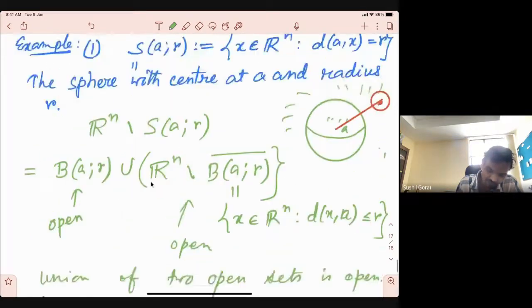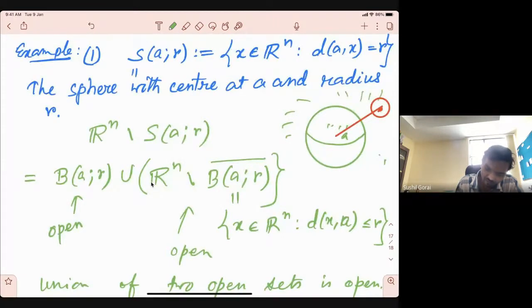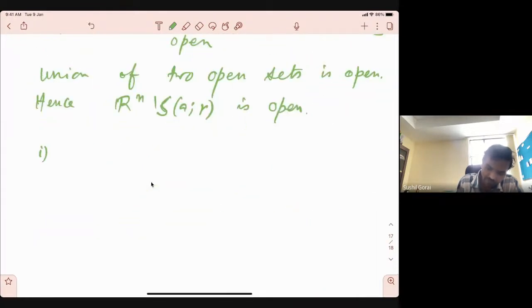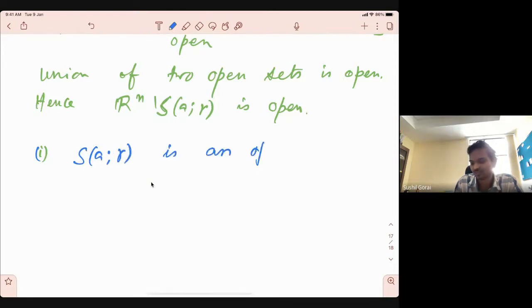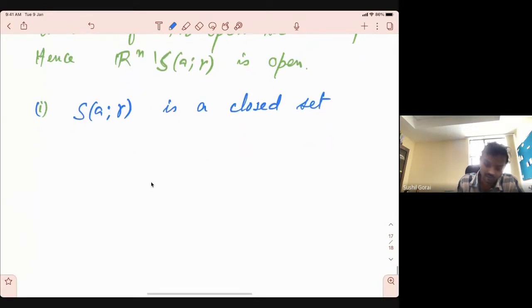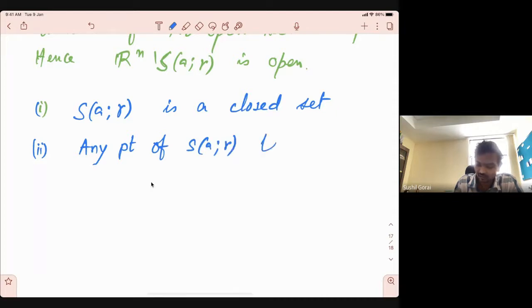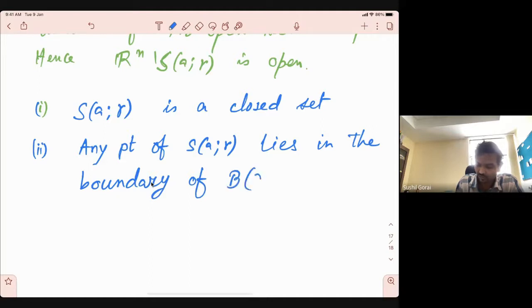Now this is the first thing. So first one, what do you get? Let me go back to the blue color. This SAR is a closed set. Now the second thing is, any point of SAR lies in the boundary of BAR.